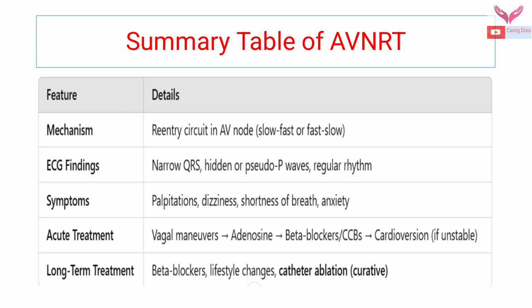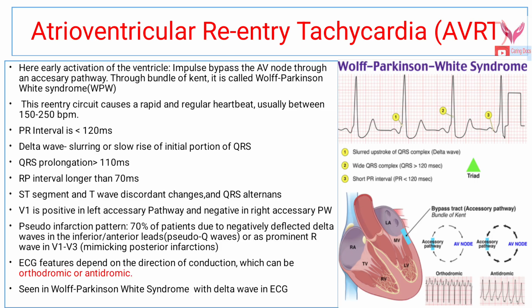So, to summarize, the AVNRT mechanism is the re-entry circuit in the AV node, slow-fast or fast-slow. ECG findings are narrow QRS, hidden or pseudo P waves, regular rhythm. Patients may have palpitation, dizziness, shortness of breath, anxiety, and treatment is vagal maneuvers followed by adenosine or beta blockers. In unstable patients, we have to do cardioversion. Long-term treatment is beta blocker, lifestyle changes, and catheter ablation, which is curative.